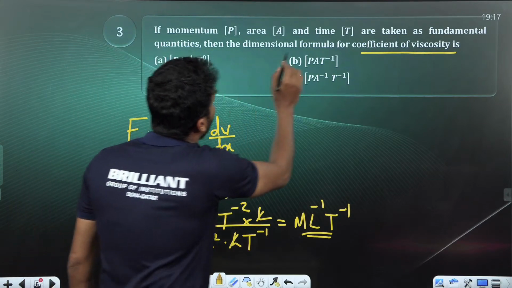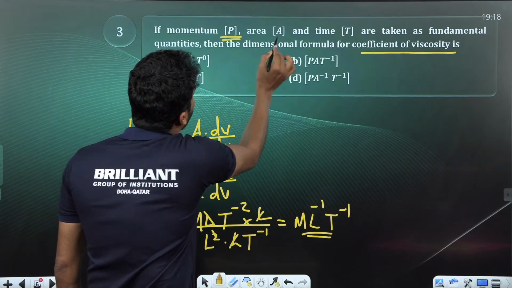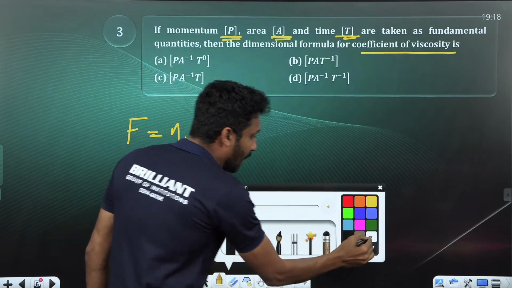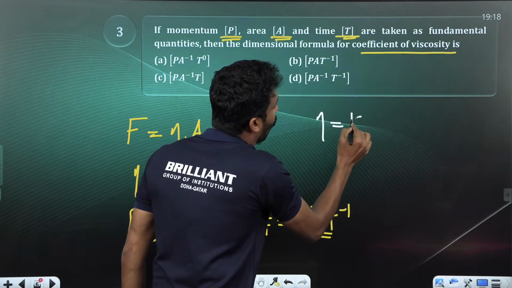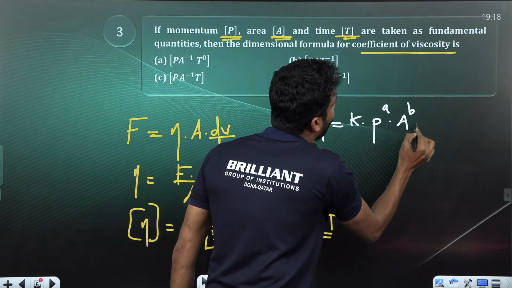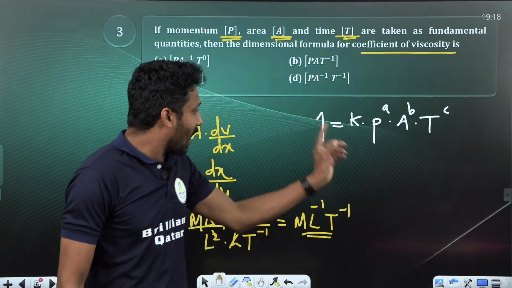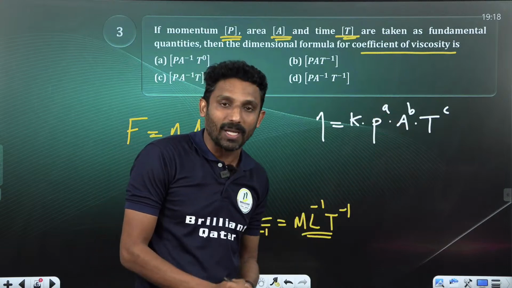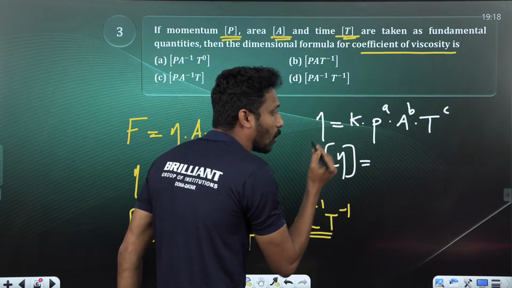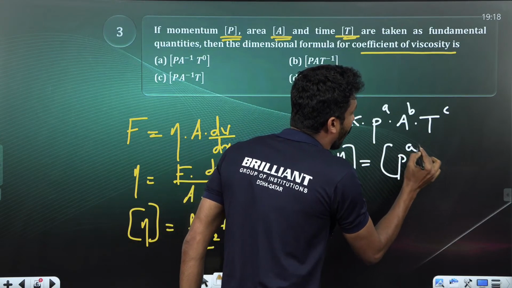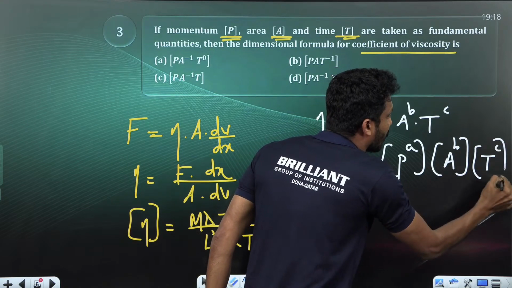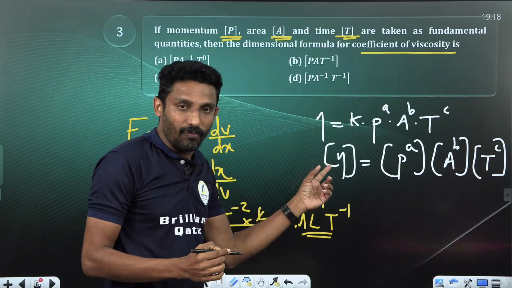Right. Now here, given that we have to take momentum, area and time as the fundamental quantities, then we can write the equation like eta is equal to some constant into momentum raised to A. Clear? Then area raised to B, then time raised to C. Okay. K into momentum raised to A, then area raised to B, then time raised to C. Now, the dimension of coefficient of viscosity is equal to the dimension of momentum raised to A into dimension of area raised to B into dimension of time raised to C. Clear? Yes. Then what is the dimension of viscosity?